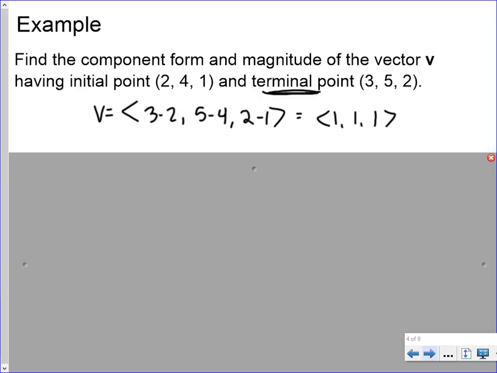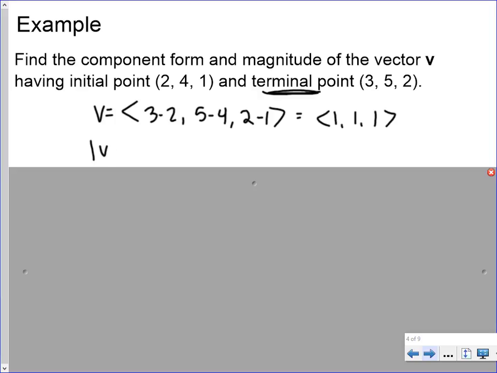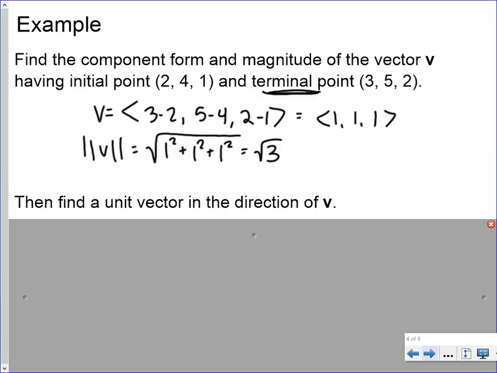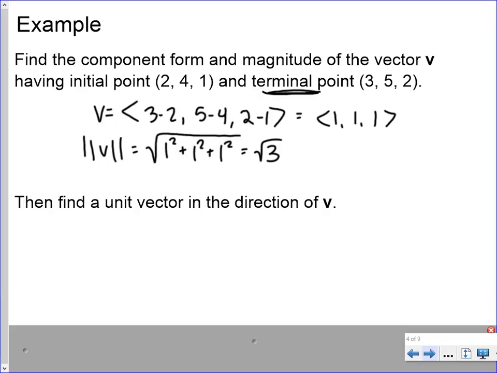This one's very easy, right? The square root of 1 squared plus 1 squared plus 1 squared, which is just the square root of 3. Okay, so that's not bad. So get component form, then do magnitude. You could do that. Can you find a unit vector in the same direction as vector v?